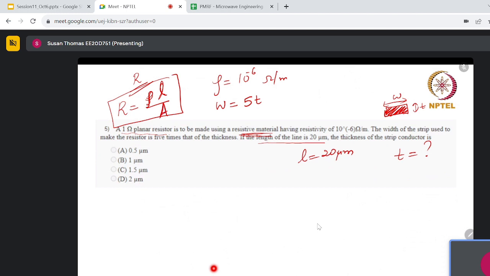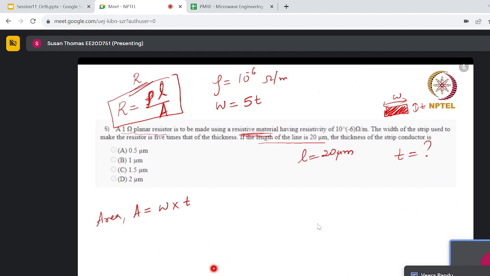So when I say realize a resistor with a strip line, what does it mean? I want a material, and that material has some rho, that is the resistivity. The strip line will have a length L, that is 20 micrometer. And what is the area? Area is always the width multiplied by the thickness. So that is giving you the area. So how do we do it?